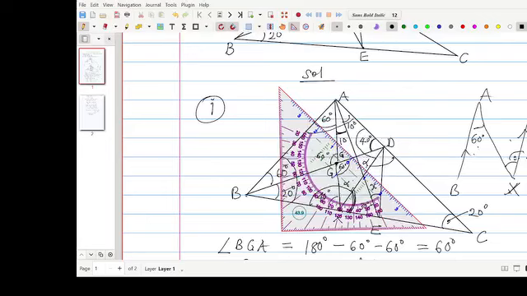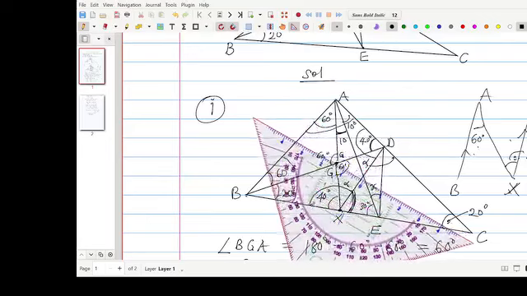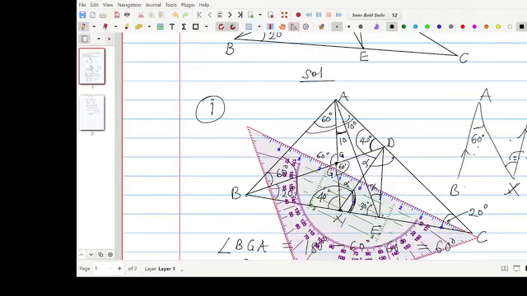Let's connect the point C to the point G. All right. So I have something of this nature.